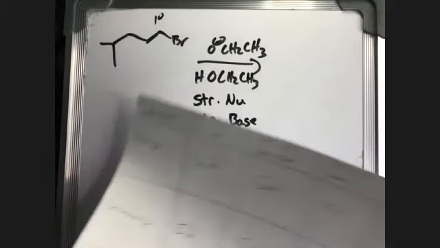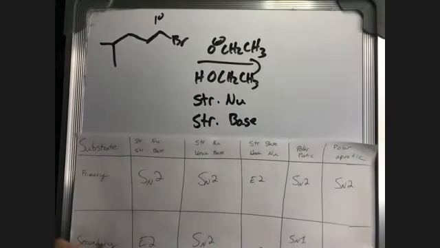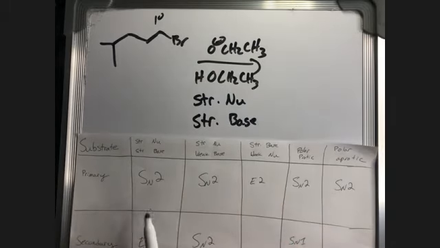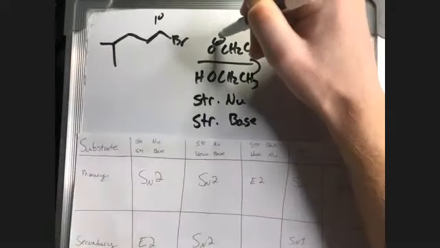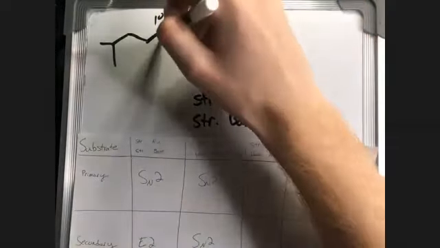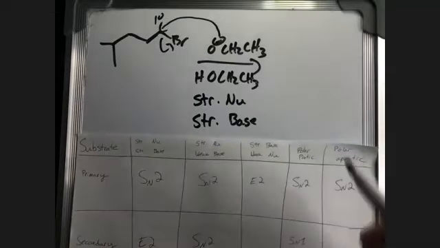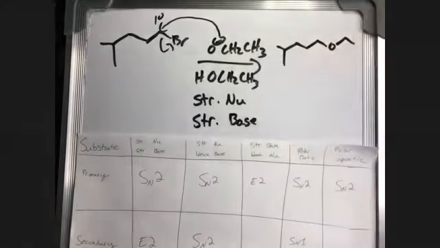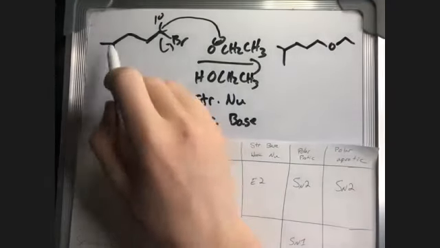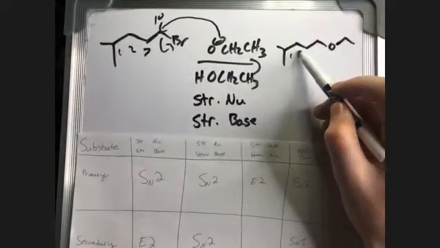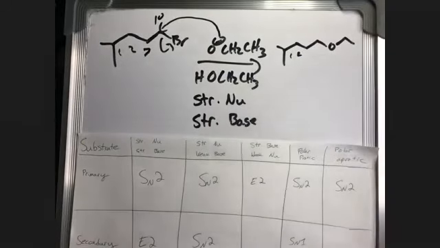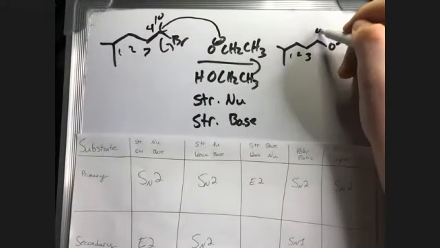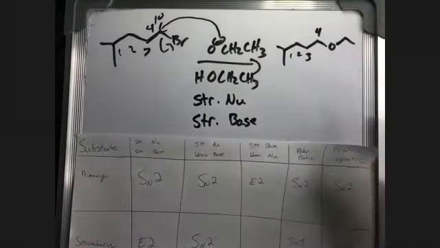So let's look at the chart. Here we have a primary substrate, strong nucleophile, strong base: SN2. So when SN2 occurs, you get a substitution of this oxygen group with the bromine, and that makes this. Did I count my carbons right? 1, 2, 3. I didn't. Oh, no, I did actually. Yeah, okay. And this is the SN2.